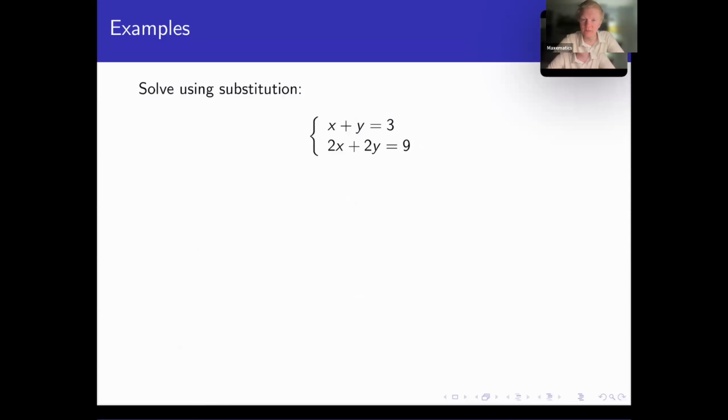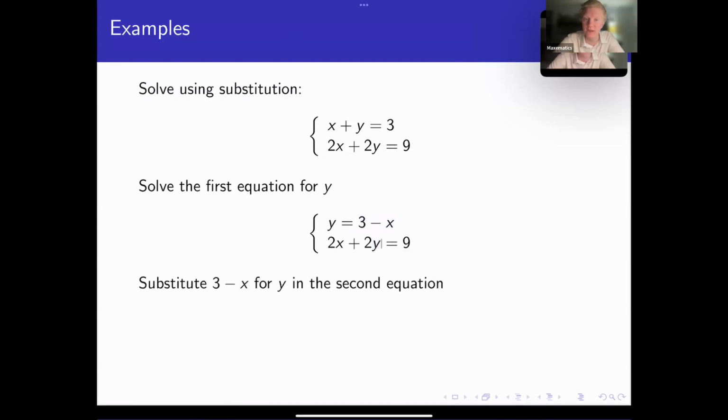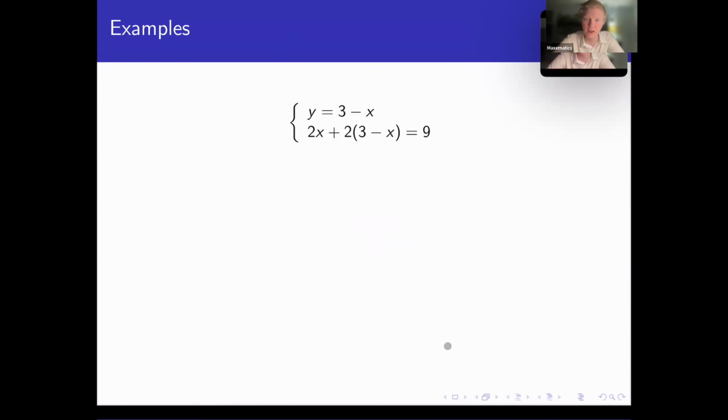Let's solve this one via substitution. We're going to solve the first equation for y. If we solve the first equation for y, then we're just going to subtract x on both sides. And now we're going to take 3 minus x and plug it in for y, so 3 minus x into the second equation for y. And now we just have a linear equation. So let's solve that second equation for x. Let's distribute 2. Let's combine 2x minus 2x.